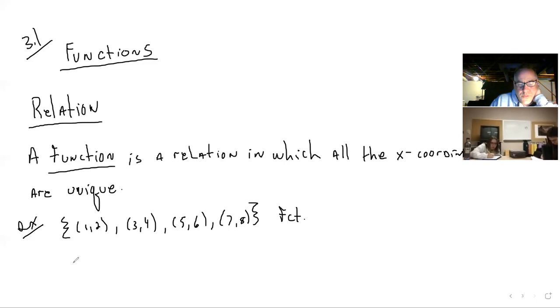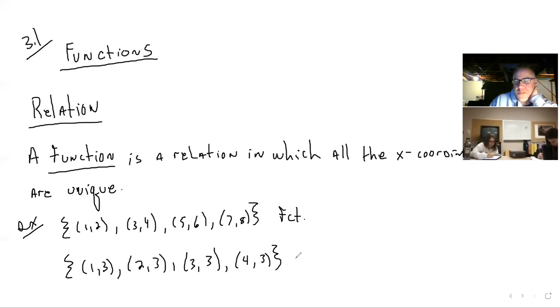Let's do another one. I have (1, 3), (2, 3), (3, 3), (4, 3). Is this a function? Yes. Again, all that matters is all the x coordinates are unique. So the y coordinates could all be the same, which is what we were observing in that one.